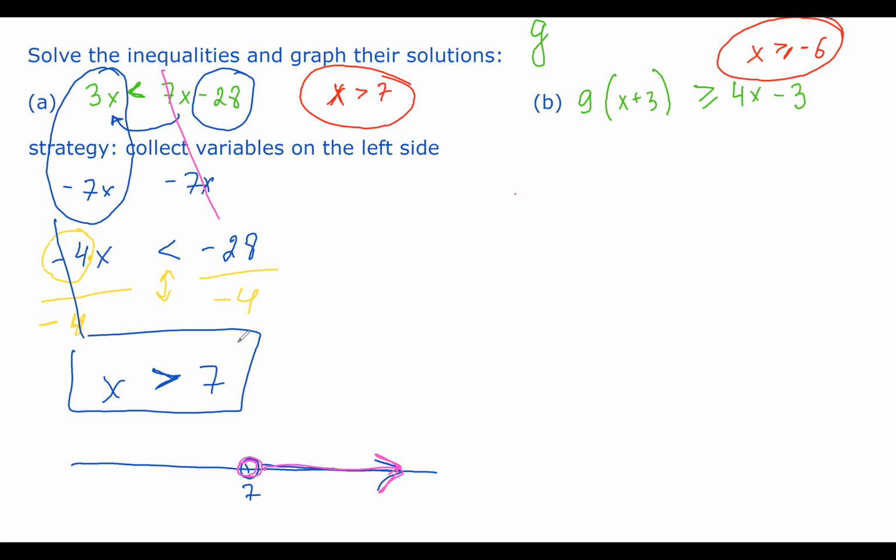Now, where does the idea come from? Why does it happen? Just think about it. Negative 4x is less than negative 28. Try to find a number which will make it true, right? Which x will satisfy this inequality?